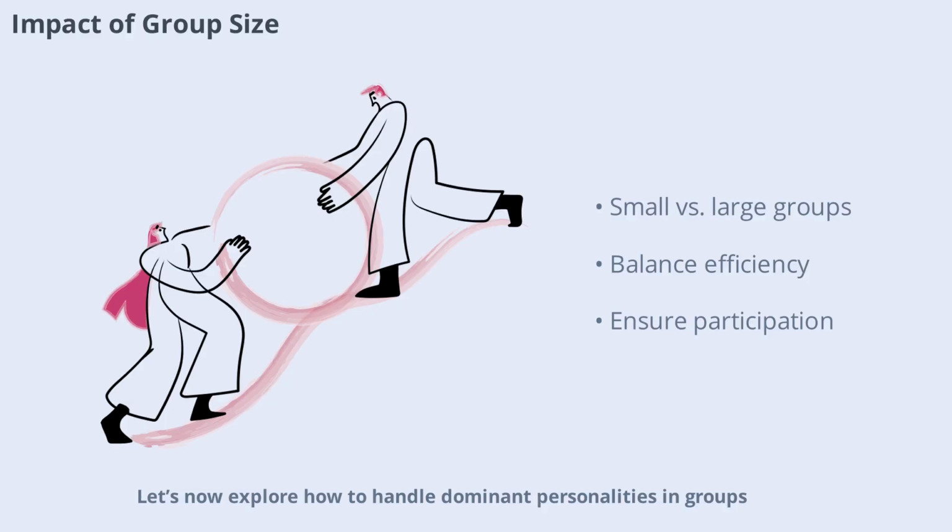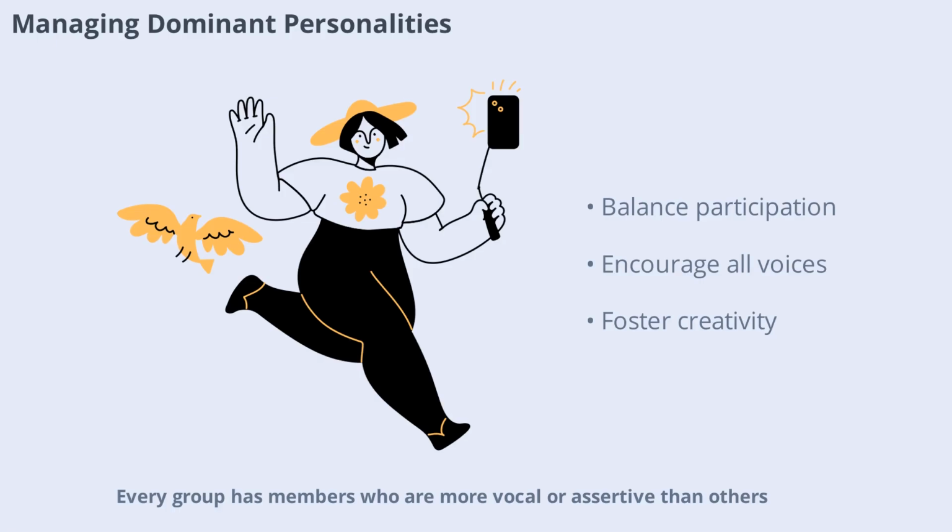Let's now explore how to handle dominant personalities in groups. Every group has members who are more vocal or assertive than others. While dominant personalities can drive progress, they can also overshadow quieter members. Leaders should create opportunities for everyone to speak and ensure that all voices are heard. Techniques like round-robin discussions or anonymous input can help balance participation. By managing dominant personalities thoughtfully, groups can benefit from strong leadership without stifling creativity.